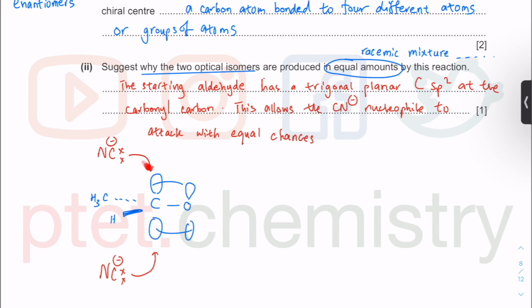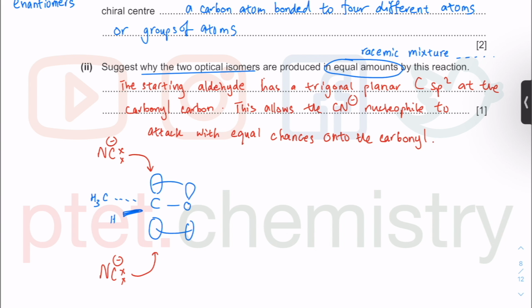where you have one where the CN minus will attack from the top and therefore it will be stuck on the carbon from the top, or the CN minus attacks from the bottom and the CN, the carbon there, will be formed at the bottom face there. So they attack with equal chances onto the carbonyl, and therefore you get a racemic mixture.